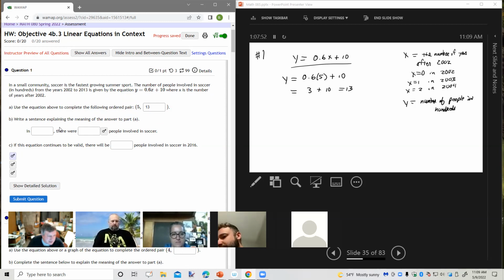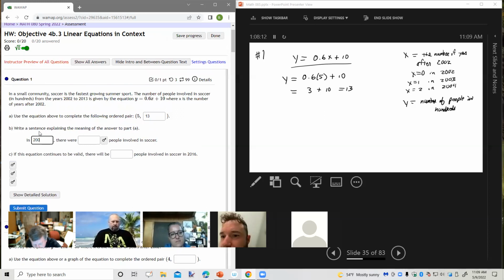Part B says, write a sentence explaining the meaning of the answer. So what year would it be if we're 5 years into the future from 2002? So 2002 plus 5 would be 2007. Okay. You following that, Mike? Where we got that? I'm catching up. I'm still putting everything together for the last one.